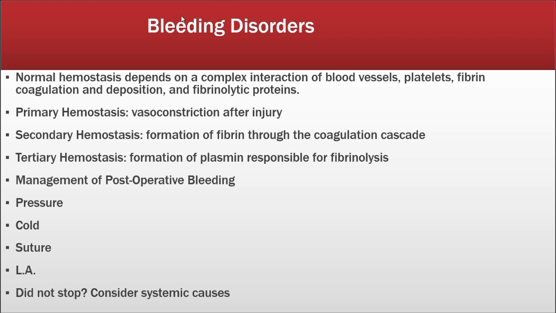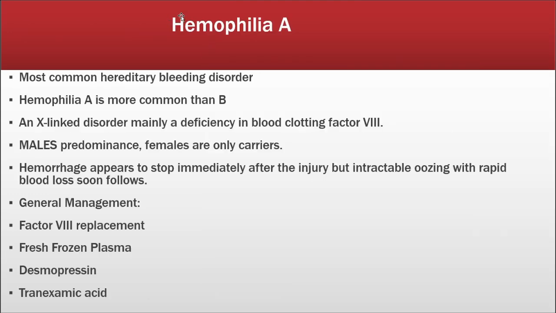If after all of this there is no stopping of the bleeding, we consider a systemic cause. We ask for lab tests, PT, PTT, INR, and all the rest. Now, the first one we're going to talk about is hemophilia A. It's factor VIII deficiency. It's an X-linked disease. Mainly males are affected and females are only carriers.